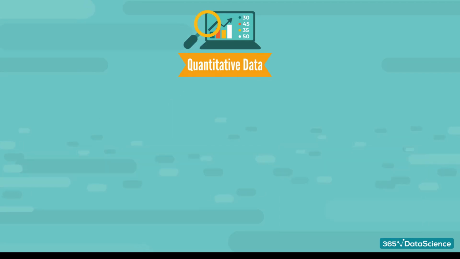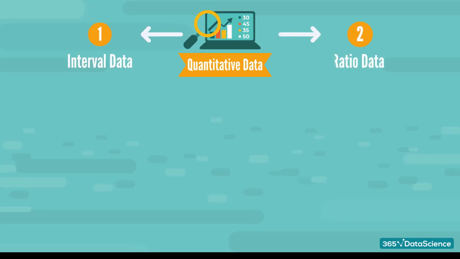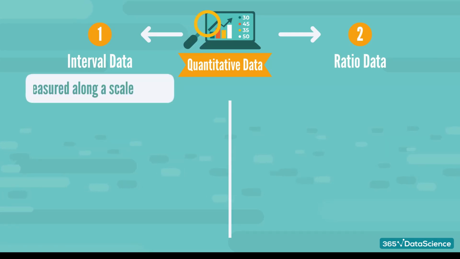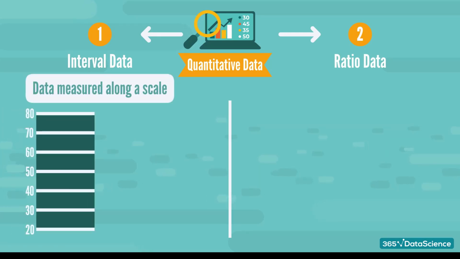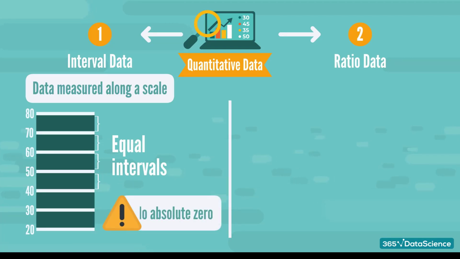Alright, great! Another way to classify quantitative data is to differentiate between interval and ratio data. Interval, also known as scale, data refers to data that are measured along a scale. In this way, each point on that scale is placed at an equal distance from one another. With interval data, differences between measurements matter. However, there is no absolute zero.